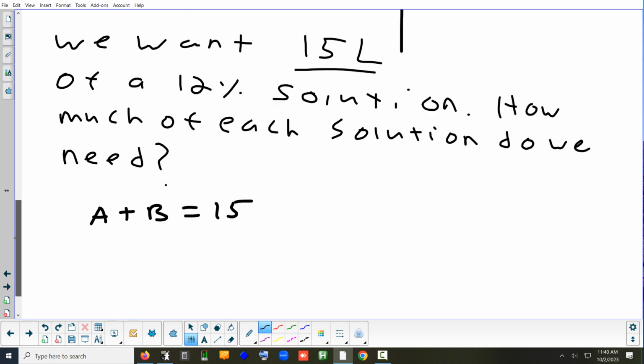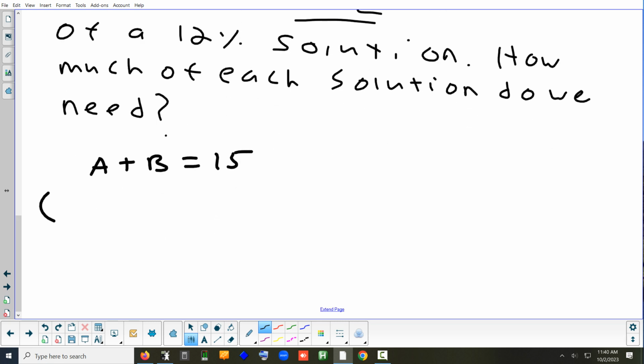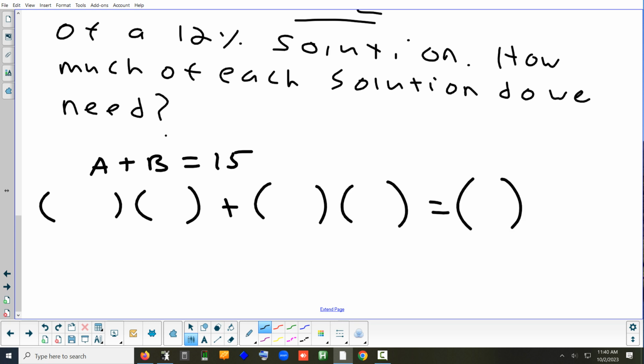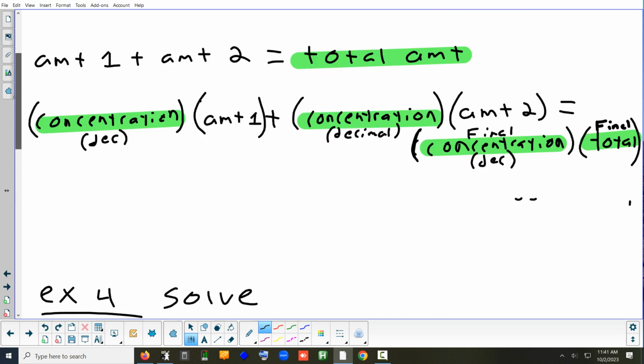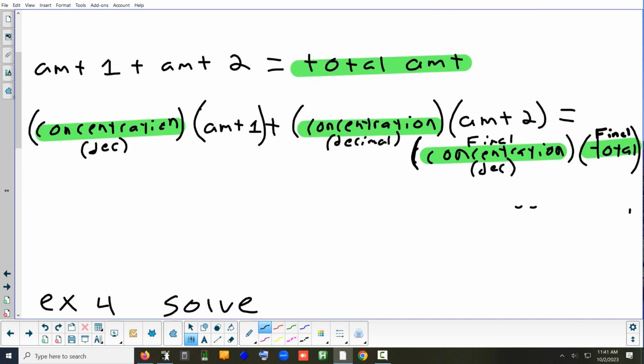Now the second one is going to be concentration times amount. Final concentration times final amount. That's this one right here. So let's go through and fill in. Everything in green is going to be a number. Anything not in green will be a letter, either A or B.